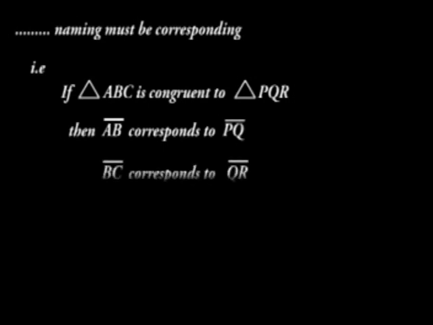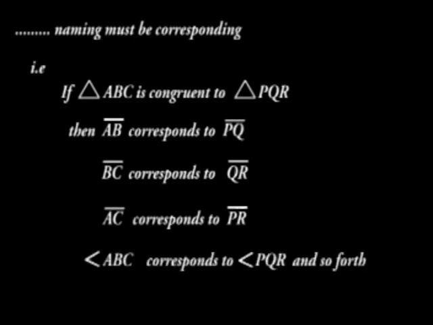Testing for congruence in triangles. For congruent triangles, the naming must be corresponding. That is, if triangle ABC is congruent to triangle PQR, then the side AB corresponds to PQ, BC corresponds to QR, and AC corresponds to PR. Angle ABC corresponds to angle PQR, and so forth.